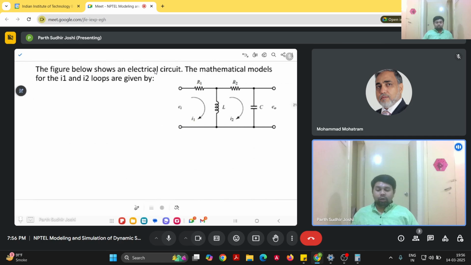So now next we come to this electrical circuit which is given here. So we have to find out the mathematical equations for this particular circuit which is given here. So how do we generally solve these kind of problems?